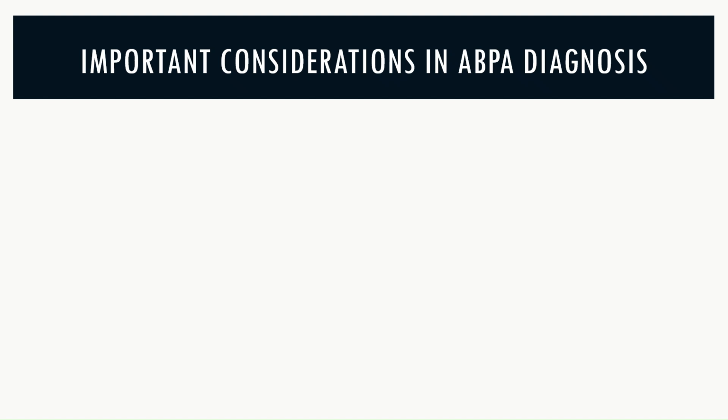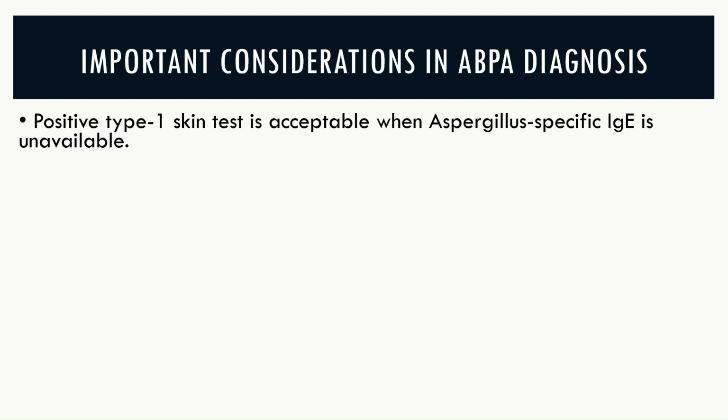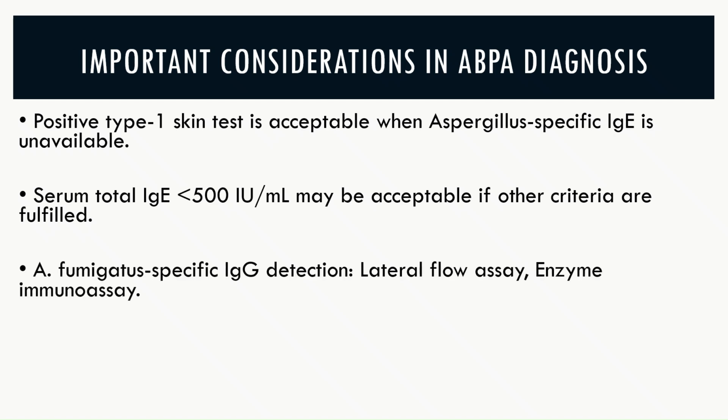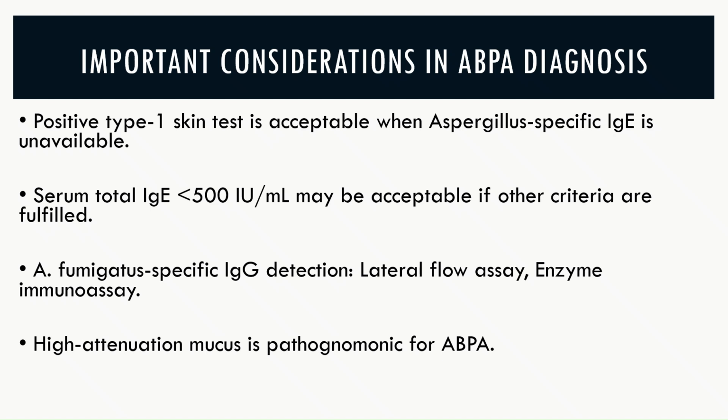Important considerations in ABPA diagnosis. If Aspergillus specific IgE is not available, a positive type 1 skin test may be acceptable. Serum total IgE values below 500 may still be acceptable if all other diagnostic criteria are fulfilled. Aspergillus specific IgG can be detected using lateral flow assays or enzyme immunoassays. Importantly, high attenuation mucus on imaging is considered pathognomonic for ABPA.